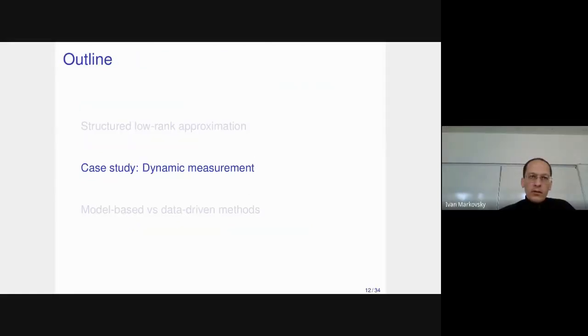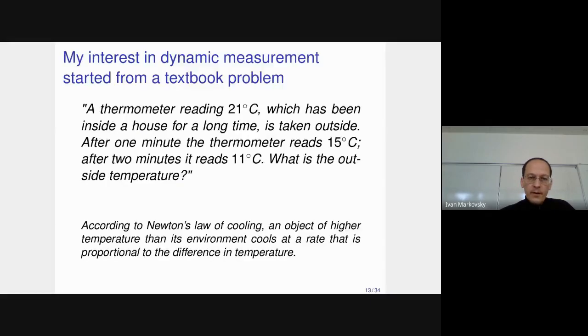If there are no additional questions, I'll proceed with the application. This is something that started with a question, actually a problem in a textbook. The problem I'll read for you is: a thermometer reads 21 degrees Celsius, which has been inside the house for a long time. And this thermometer is taken outside. After 1 minute, the thermometer reads 15 degrees Celsius. After 2 minutes, it reads 11 degrees Celsius. What is the outside temperature?